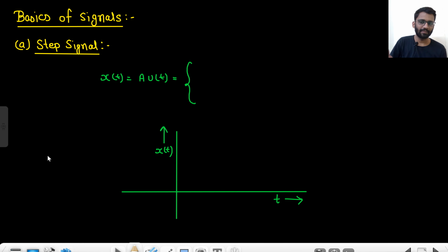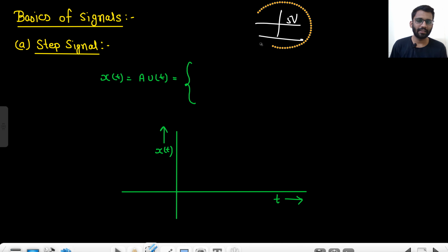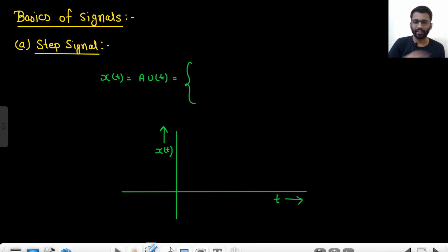Okay, so what is a step signal? In the case of a step signal, what do we know? We know about DC, right? DC is like this. Let's just call DC 5 volt. That means it is coming from minus infinity to infinity for the complete part, right? But in the case of a step signal, it is only from 0 to infinity.